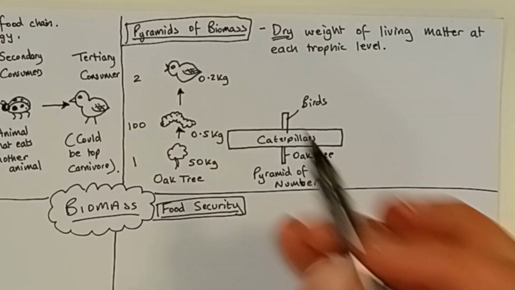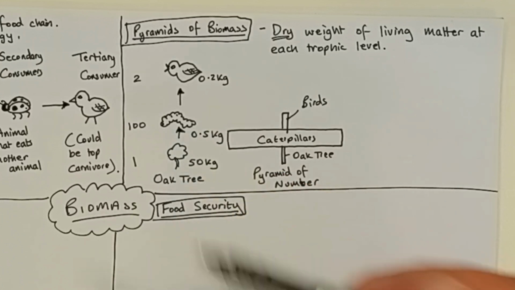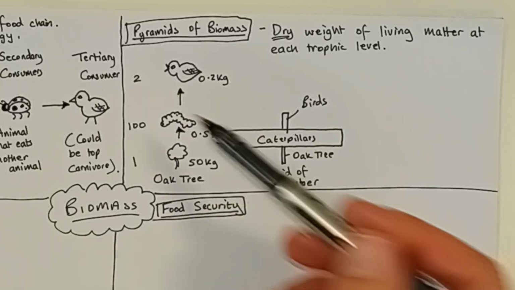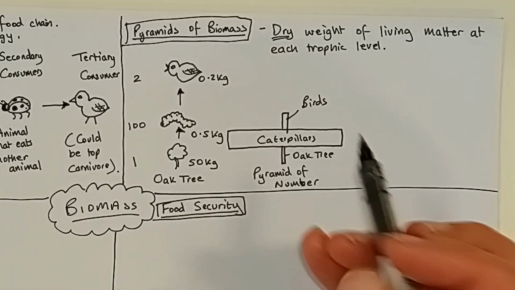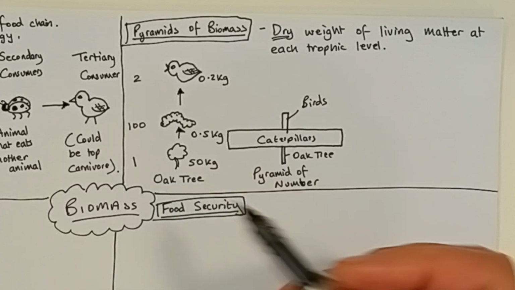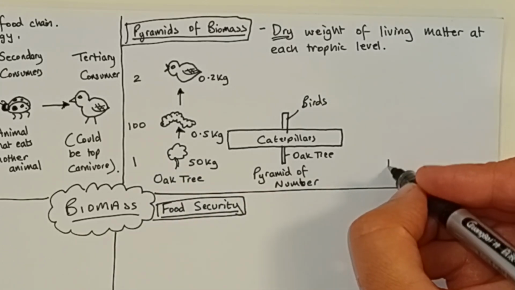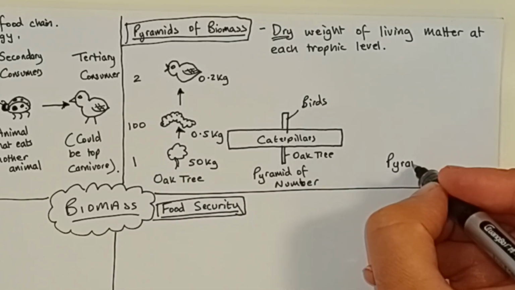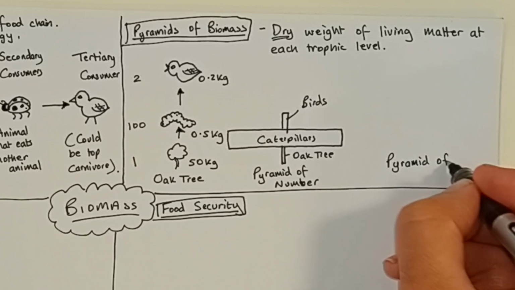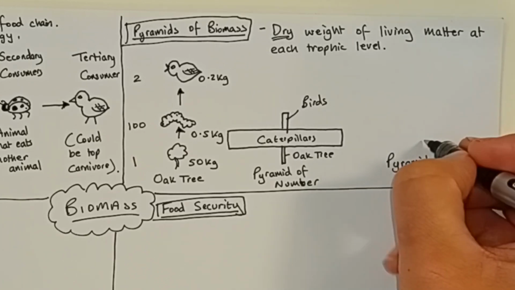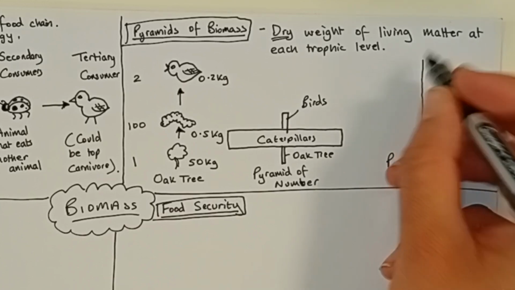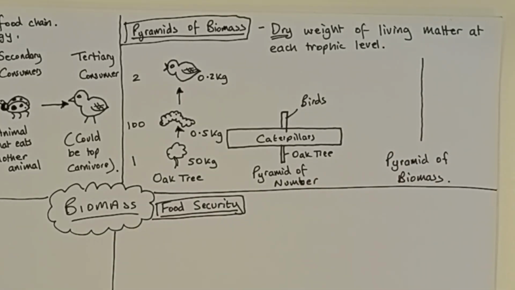It's better, therefore, to use the biomass, the dry weight of all the organisms in a food chain, to look at what's happening to the efficiency in that food chain and the matter in that food chain. So although there's only one oak tree, that oak tree is really heavy. So in a pyramid of biomass, the producer goes at the bottom. I'm going to draw a line up the middle this time. And we should draw it to scale.